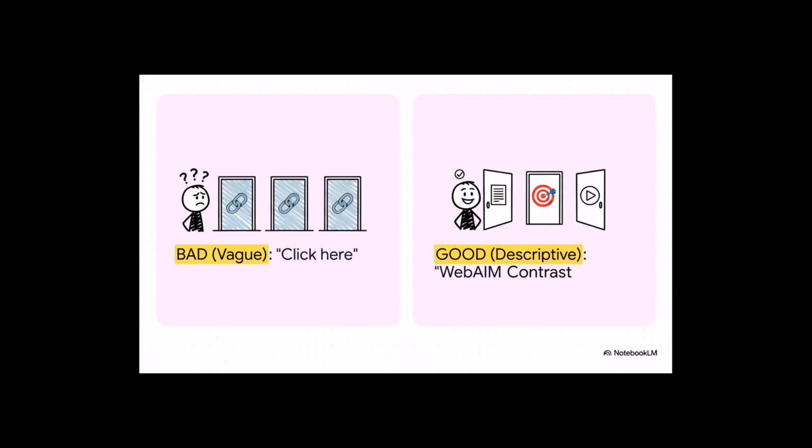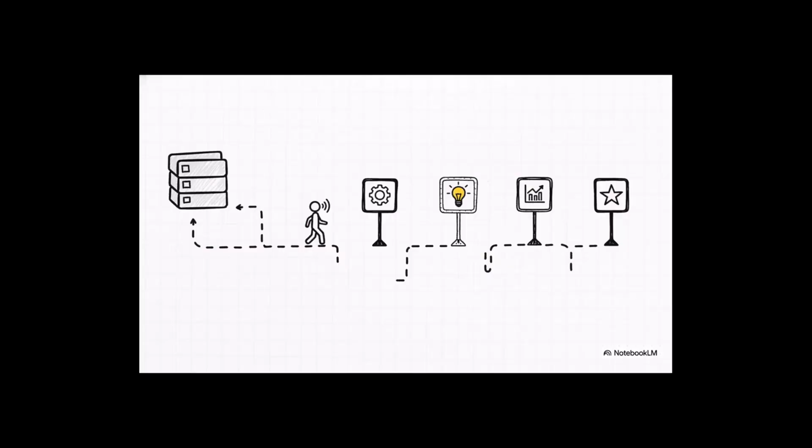Here's another classic the checker will find, hyperlink text. Now, you've got to remember, someone using a screen reader often pulls up a list of all the links on the page to navigate. If that list just says, click here, learn more, it's totally meaningless. But if the link text actually describes where it's going, like WebAIM contrast checker, then the user knows exactly what they're getting.